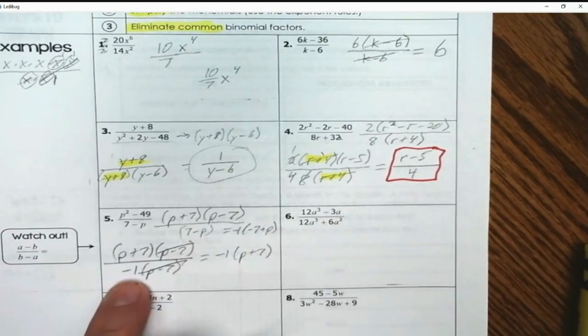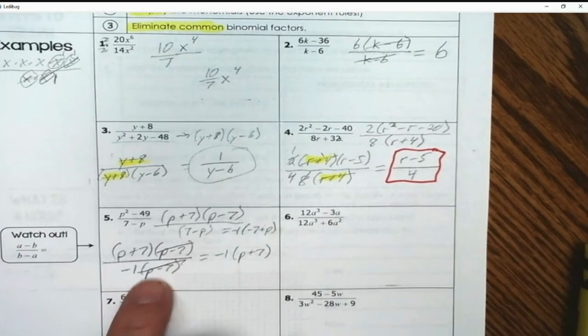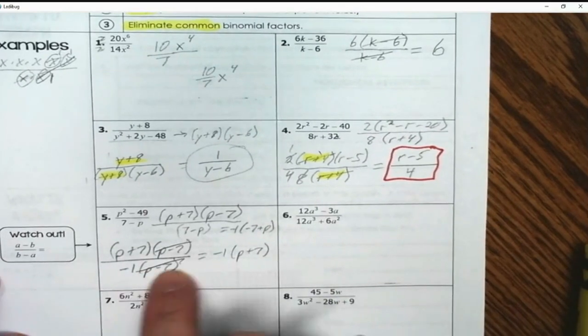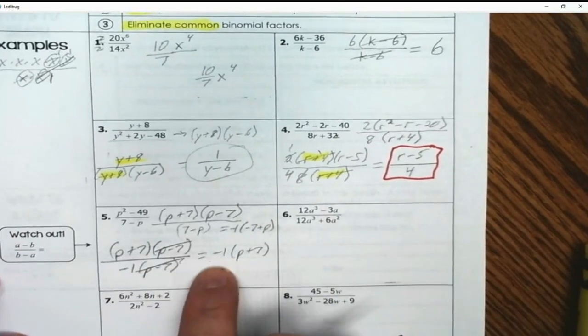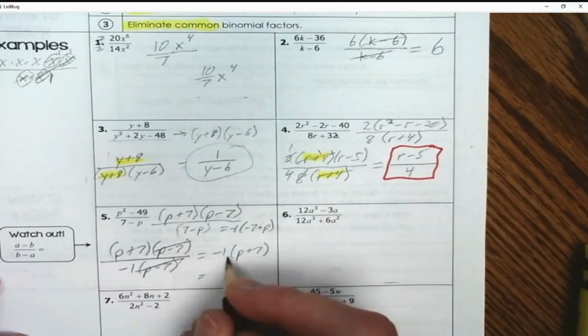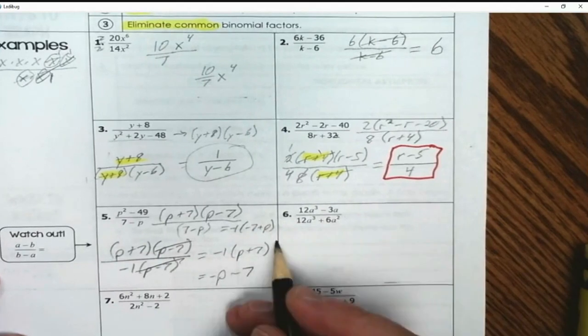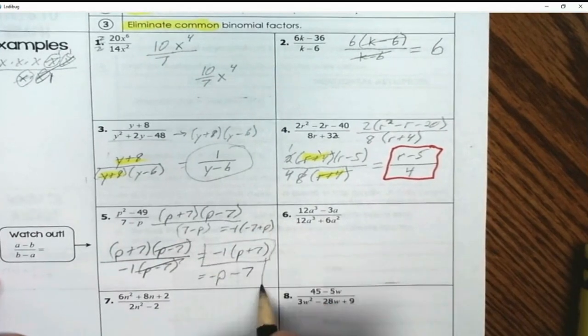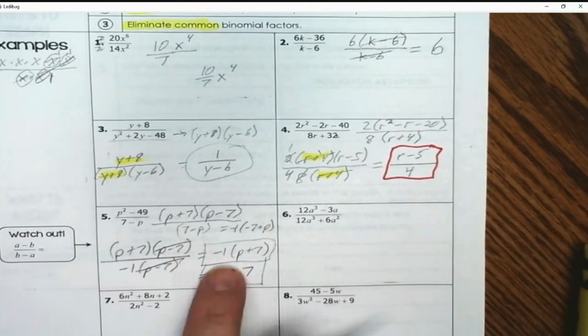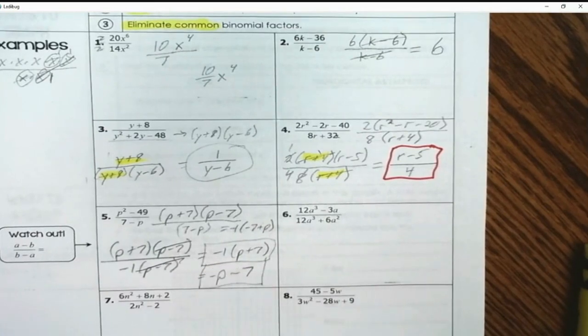Since there's just a 1 on bottom, there's nothing left to be a fraction anymore because dividing by negative 1 just makes it a negative. So this is the answer, or you could go ahead and distribute that and say negative p minus 7. These are the same. Negative p minus 7 or negative 1 times p plus 7.